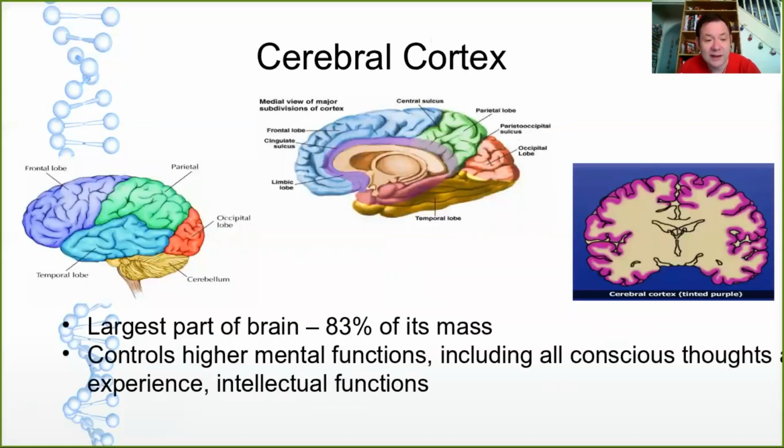The cerebral cortex, the largest part of the brain, 83% of its mass. The outer structure of the brain is the cerebral cortex, and it's divided into different structures, such as the frontal lobe, temporal lobe, parietal lobe, occipital lobe. Controls higher mental functions, including all conscious thoughts, experiences, and intellectual functions.